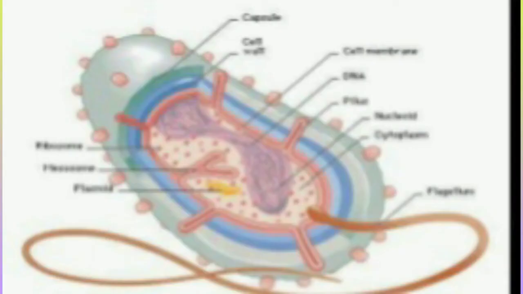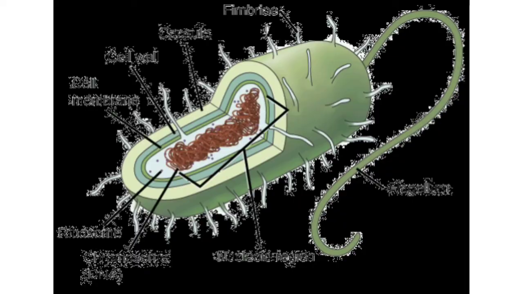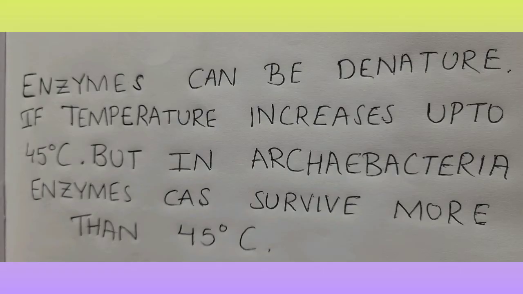Habit. What is the habit of Archaebacteria? Archaebacteria live in the most harsh habitats, especially salty areas, where they are called halophiles, or hot springs, where they are called thermoacidophiles. They can survive up to 80 degrees Celsius and pH 2. All of you know that enzymes can be denatured if the temperature increases more than 45 degrees Celsius. But the enzymes present in Archaebacteria can survive more than 45 degrees Celsius. They do not denature up to 80 degrees Celsius or more.